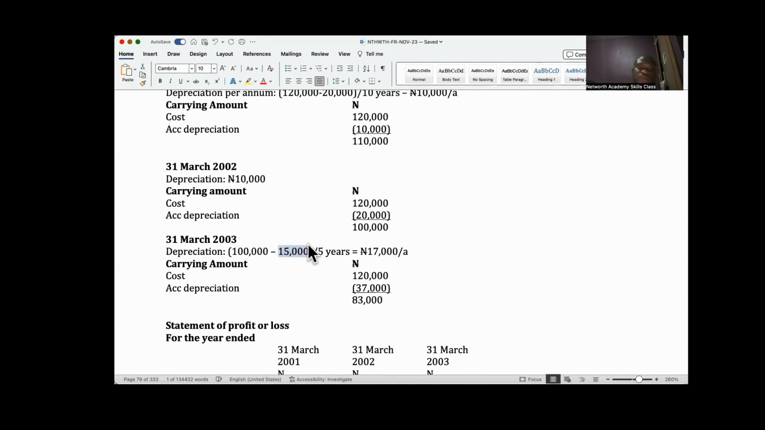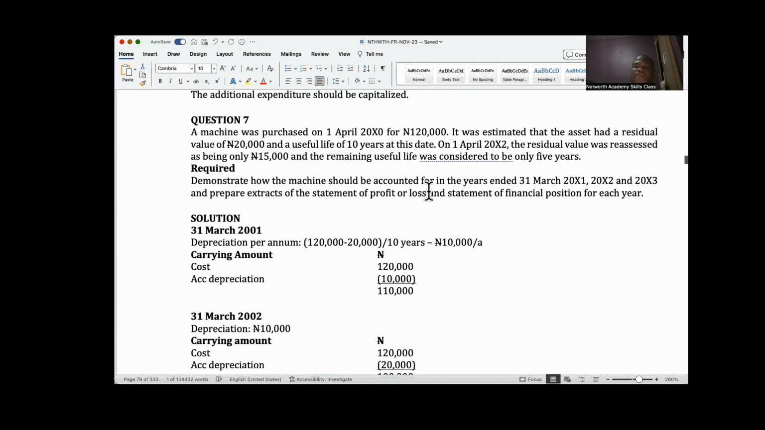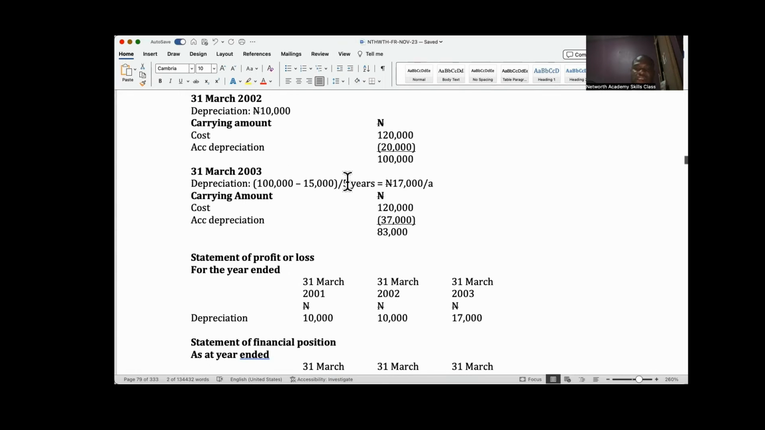Now, they said the useful life is now 5 years. He said the useful life is just 5 years now. So we divide it by 5 years. So that gives me 17,000 if you press your calculator.